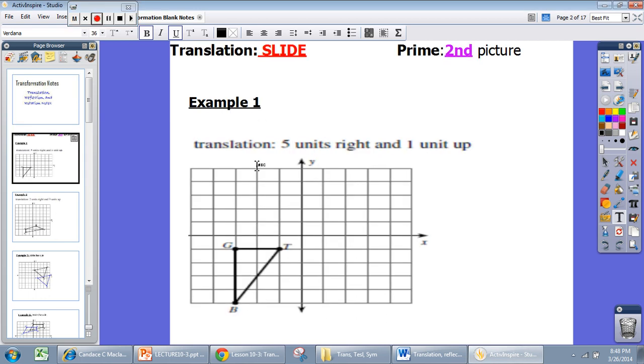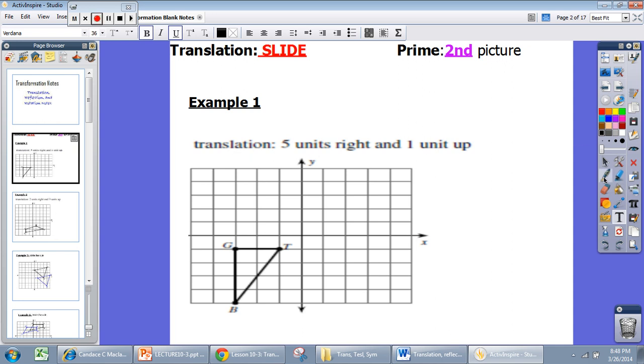Your translation means you are sliding your picture. All right, it's not going to change any size. You're just going to slide it up, down, left, or right. We use prime to indicate our second picture. All right, so let's just go ahead and knock this one out.